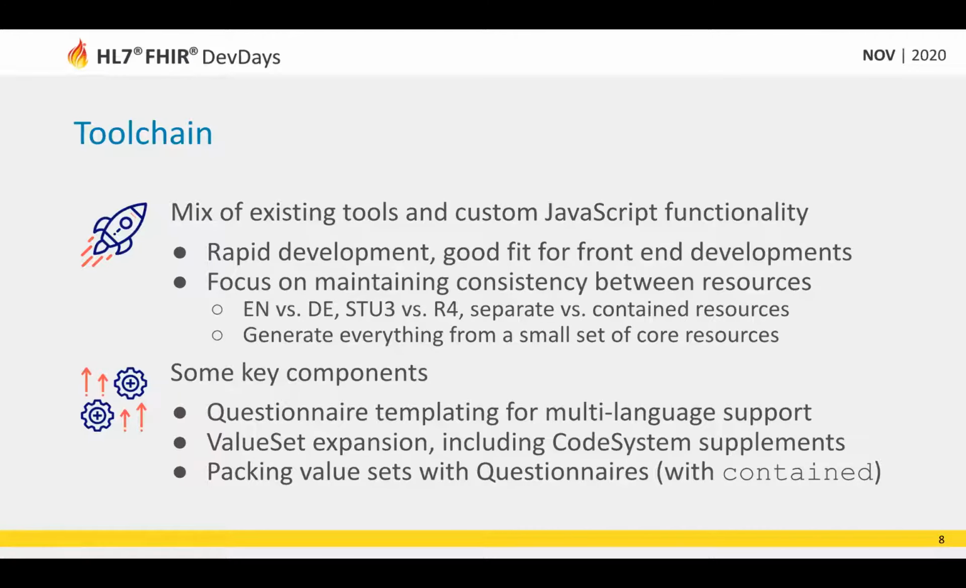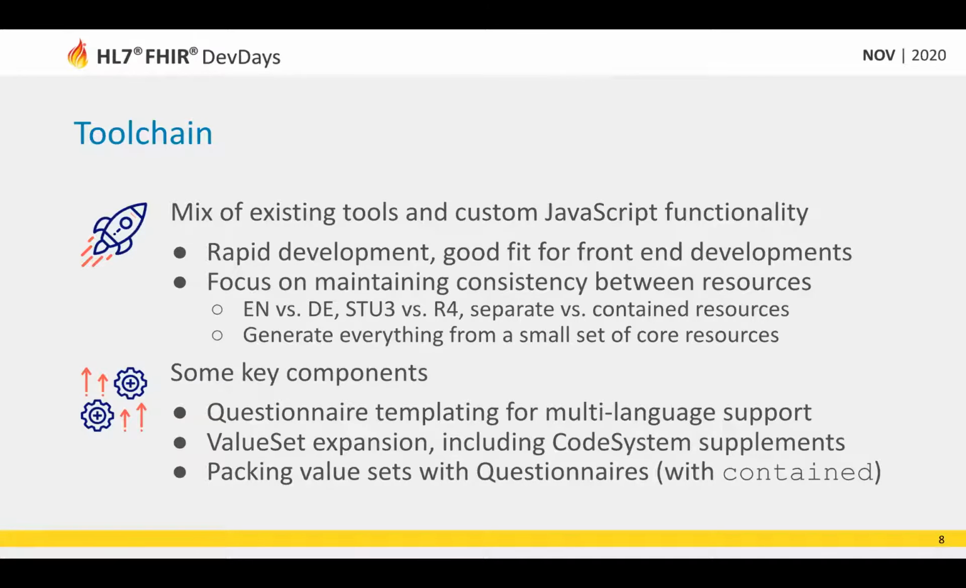A big focus here for us was being able to have different variations of resources remaining consistent. So for instance, like I mentioned, we had resources in different languages. We also had parts still on STU3 and parts that were on R4 and so on. So we used the tool chain also to generate all these variations from a single non-redundant set of our R4 resources.